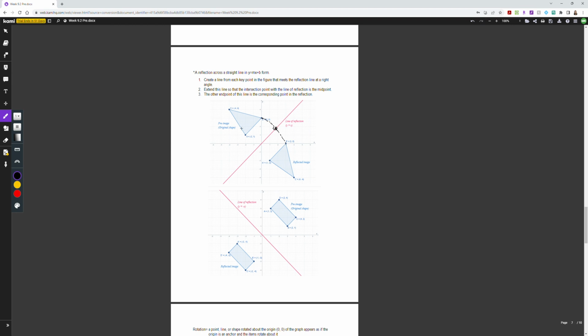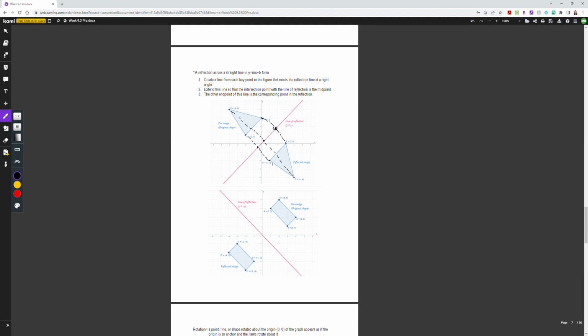Now we're going to do the same thing for C. So we will draw the line. All right, this should be the midpoint. So now I'm going to extend the line until this actually does become the midpoint. So if I were to draw a line, boom, coordinate of C prime would be here. Same thing for A, midpoint, extend the line so that it does become the midpoint. So that means my coordinate of A prime should be here. All right, and that's how you would find a reflection across a straight line that's in y equals mx plus b.